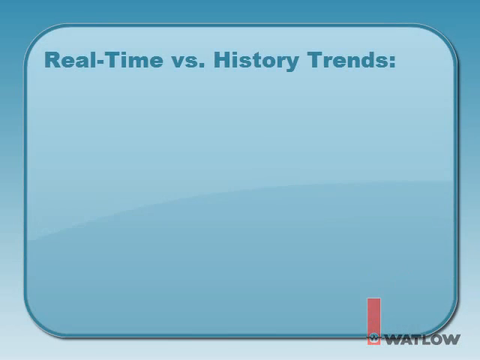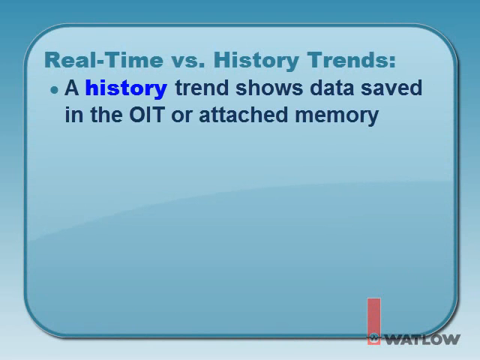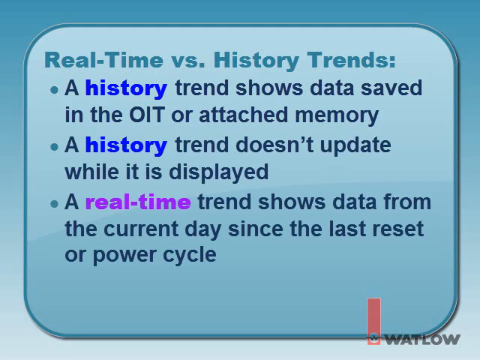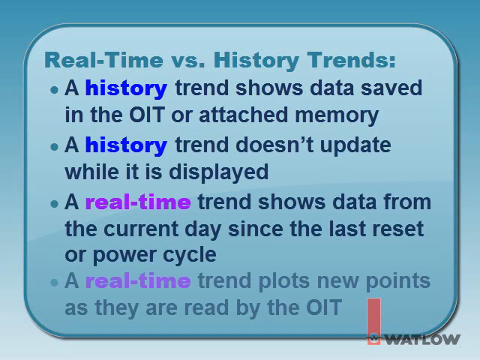The differences between a real-time and a history trend are: a history trend can show data from any day that's saved on the OIT or an attached memory device such as an SD card. A history trend doesn't update while it's displayed. A real-time trend shows data only from the current day up to the most recent time the OIT was reset or its power was cycled. And a real-time trend plots new points on the graph as they are read by the OIT from the EasyZone controllers.